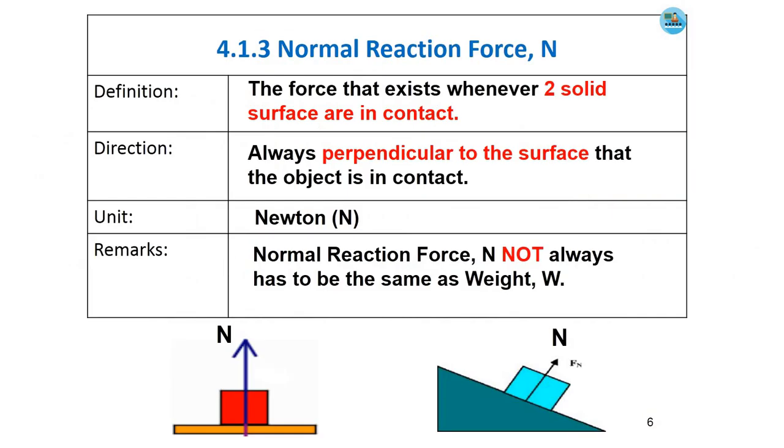4.1.3 Normal reaction force. The force that exists whenever two solid surfaces are in contact. Direction is always perpendicular to the surface that the object is in contact with. Unit is Newton. Normal reaction force does not always have to be the same as weight. Look at the picture on the left side. The direction of normal force is upward because it is perpendicular to its plane. Look at the picture on the right side. Normal reaction force is also perpendicular to the inclined plane.